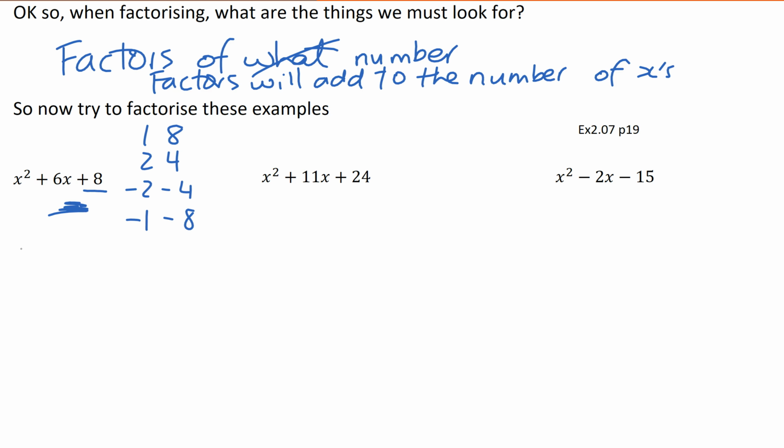Yep, okay. So if you start struggling with this factorising stuff, look for the common factors. Look for the factors of that last number, okay? Because if it can factorise, if it can go into its brackets, then one of these pairs of numbers will add together to give you that 6. Which pair of factors add to 8? 2 and 4. This pair here, right?